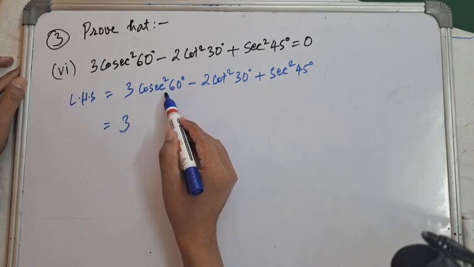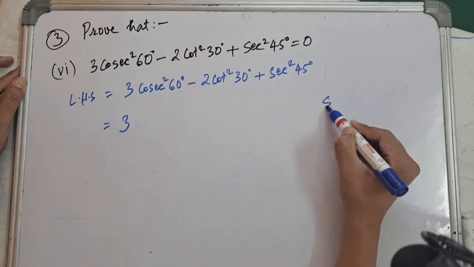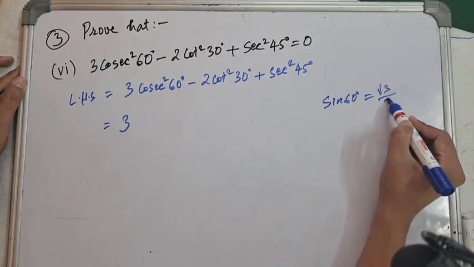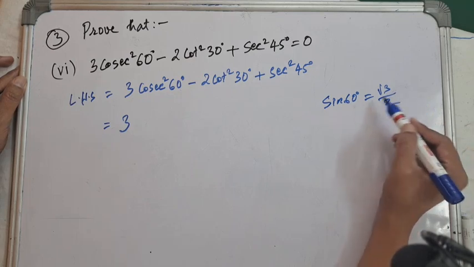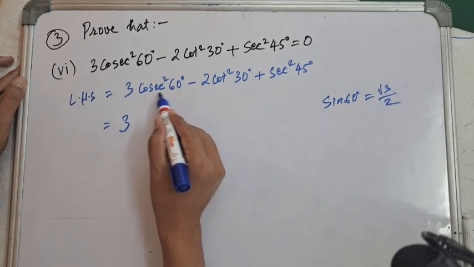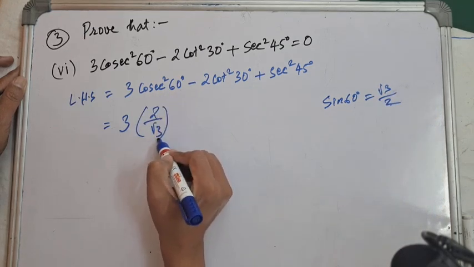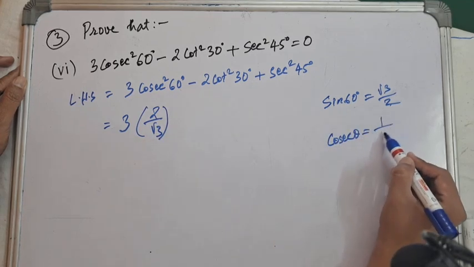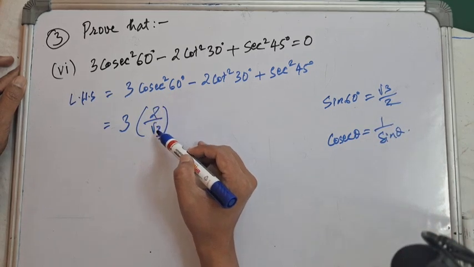So we know the value of sine 60. The value of sine 60 is root 3 upon 2, isn't it? So sine 60 equal to root 3 upon 2. Cosec is just the opposite of sine, so cosec 60 is 2 upon root 3. Cosec theta is the opposite of sine theta. Cosec theta is 1 upon sine theta. Okay, so cosec 60 is 2 upon root 3.